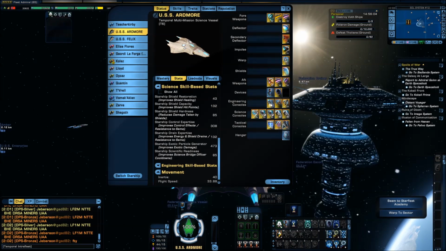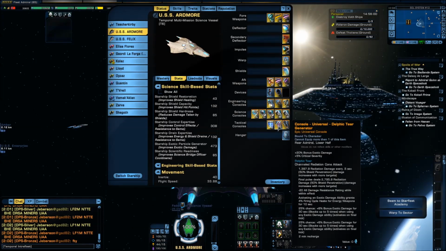Now, the last two consoles here, we have the Delphic Tear Generator. The Delphic Tear Generator is, oh my god, amazeballs. Not only does it give me plus 5% critical severity, it also gives me plus 20% bonus exotic damage. That is a huge buff to the damage that all of my abilities are going to do. In addition to that, it has a clickable ability that is effective 5 kilometers out, and it just devastates. It's a pulse that devastates everything in front of your ship within 5 kilometers. So this is absolutely huge and a really good one to have.